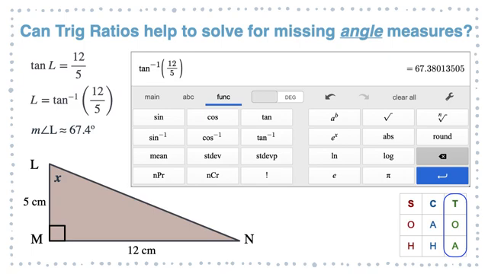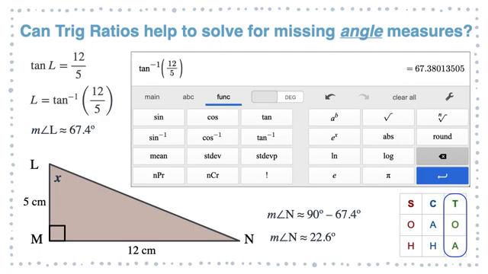And if I wanted to find the measure of angle N, I could remember that the two acute angles in a right triangle are complementary, so I could just subtract 90 minus 67.4, and the measure of angle N would be 22.6 degrees approximately.